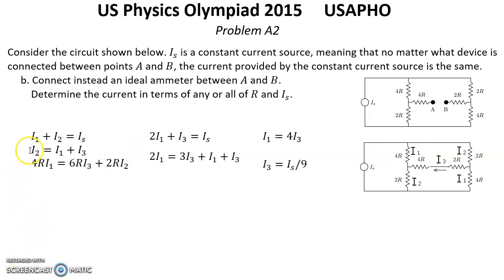Now we can exclude I2 and put it in the first and third equations. We have these two equations, and from here we can find that I1 equals 4 I3, and we put it in this equation, and finally get that I3 equals I_S over 9. That's the answer for question B.